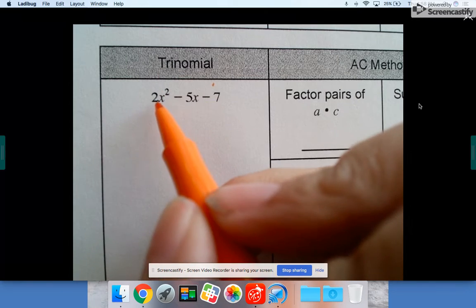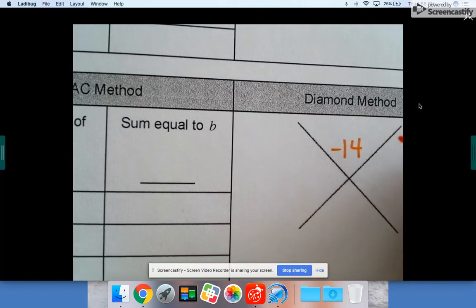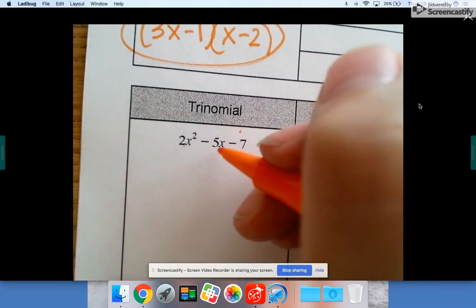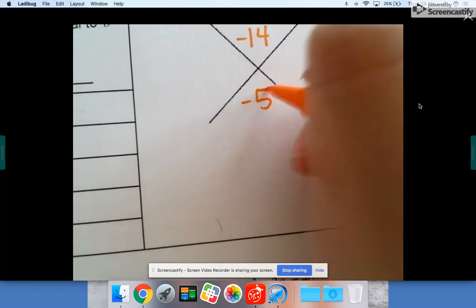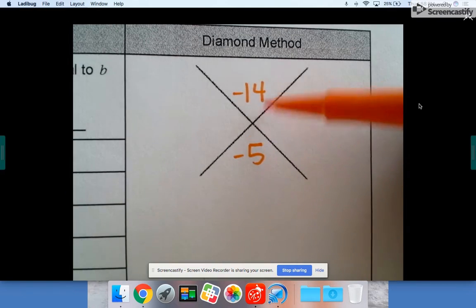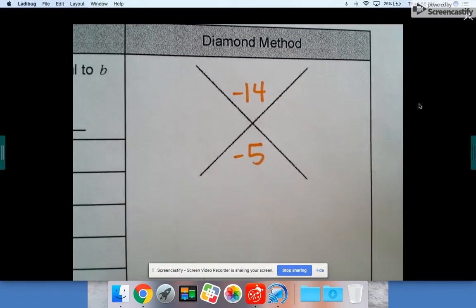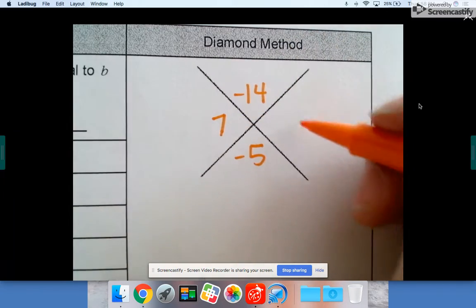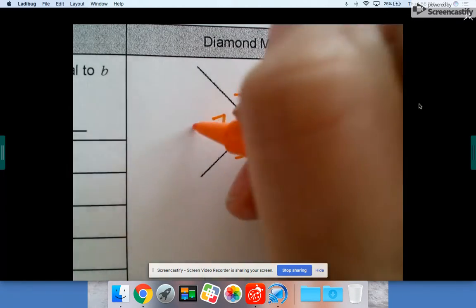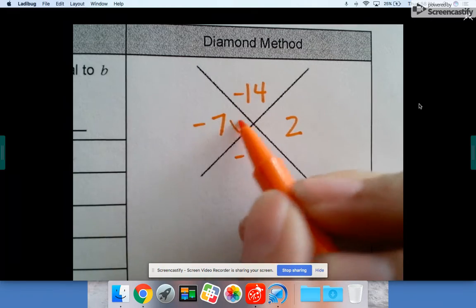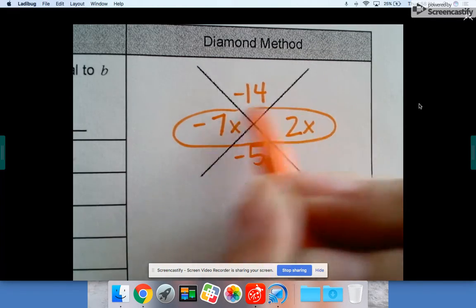All right, so 2 times -7 is -14. Our middle term, -5, goes here. The two numbers that multiply to get -14 and add to get -5 would be 7 and 2, and it needs to be -7 and +2. So these two terms are going to be in the middle.